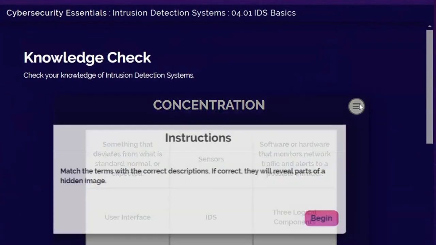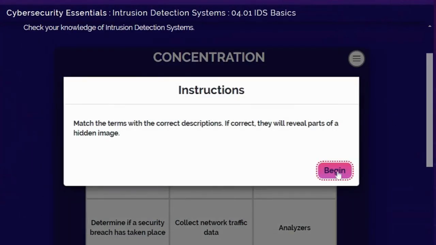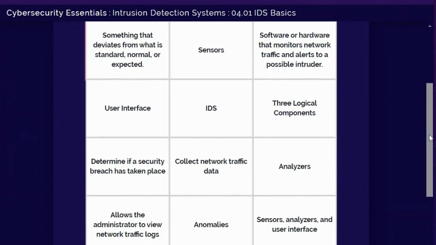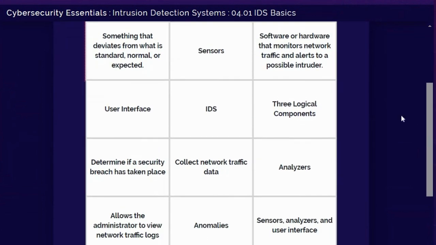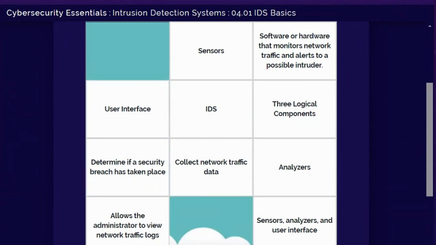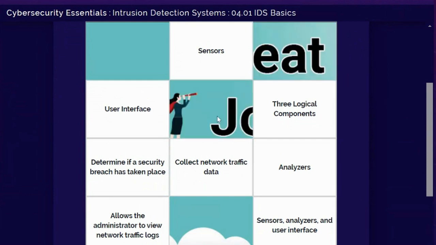All right, here's our last page. Oh, it's a knowledge check. There's a hidden image if we match the right things up here. All right, let's see. Something that deviates from what is standard, normal, or expected. That should be anomalies. Yeah, anomalies there. Let's see. Software or hardware that monitors network traffic and alerts to a possible intruder. We'll click on that. IDS. Yeah, that's what this whole lesson's been about. It's the IDS.